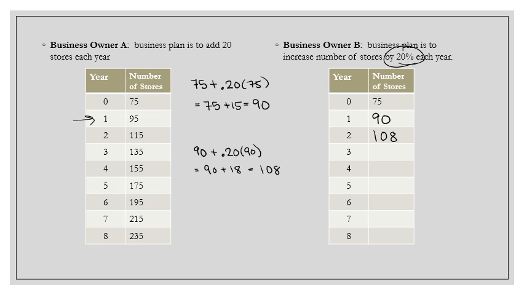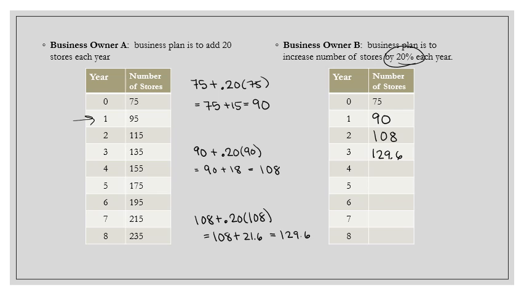Okay, year 3, so at this time we have to start at 108, add 20% of that. So we're adding 21.6 stores, which would be 129.6. If you don't like that 0.6, since we're talking about number of stores, you could just go down to 129, or think of it as she built most of the store one year and then finished up in January of the following year. That's fine too.